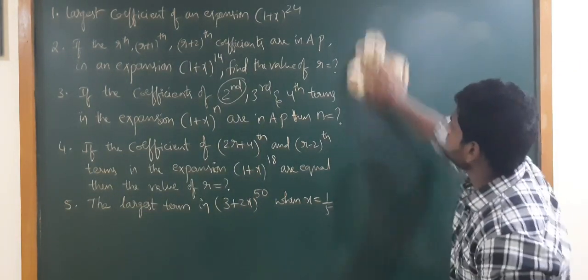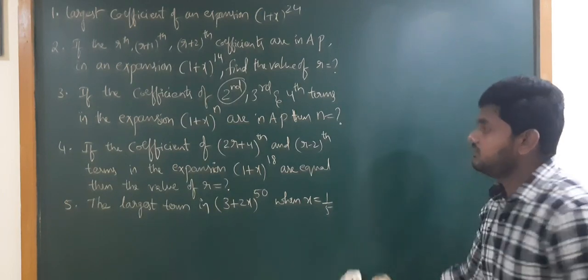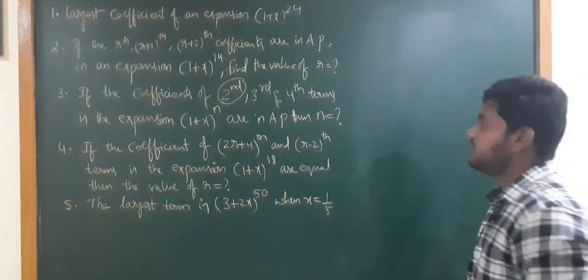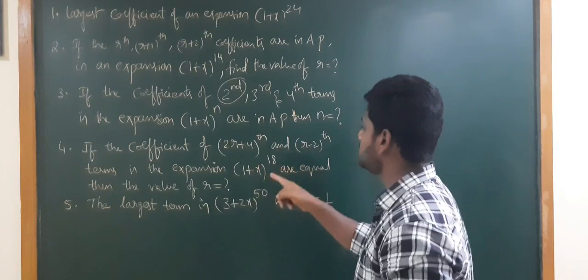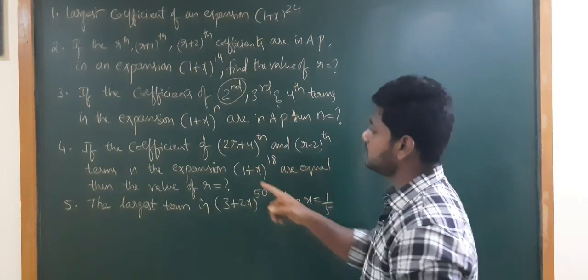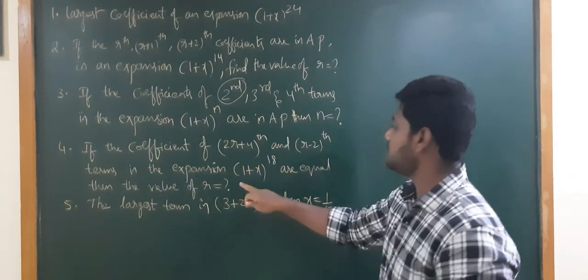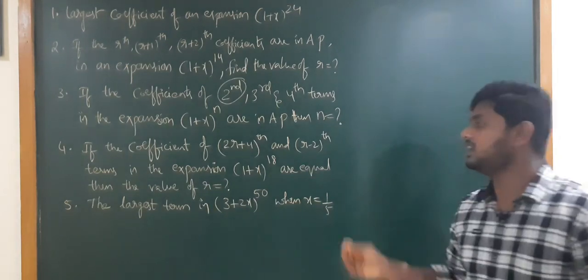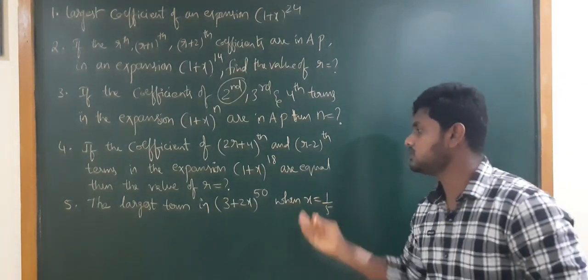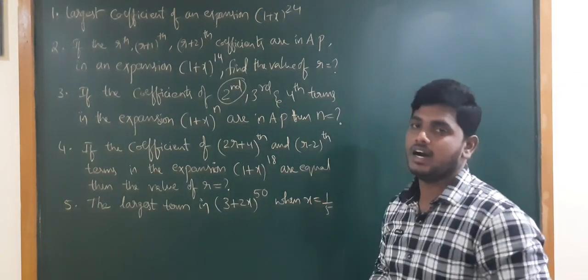Next, question number 4. If the coefficients of the (2r plus 4)th and (r minus 2)th terms in the expansion of (1 plus x) whole to the power of 18 are equal, then find the value of r.